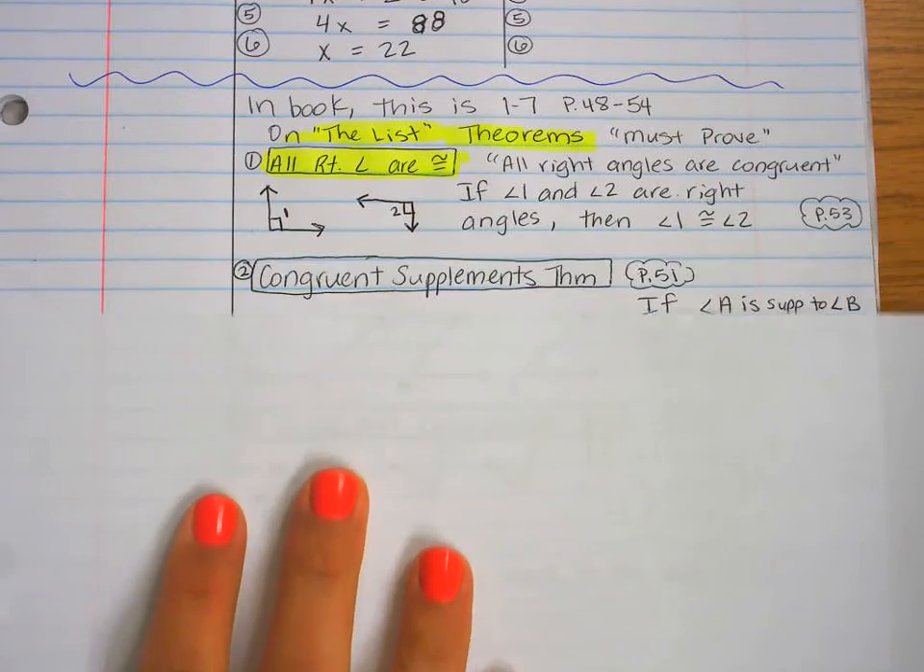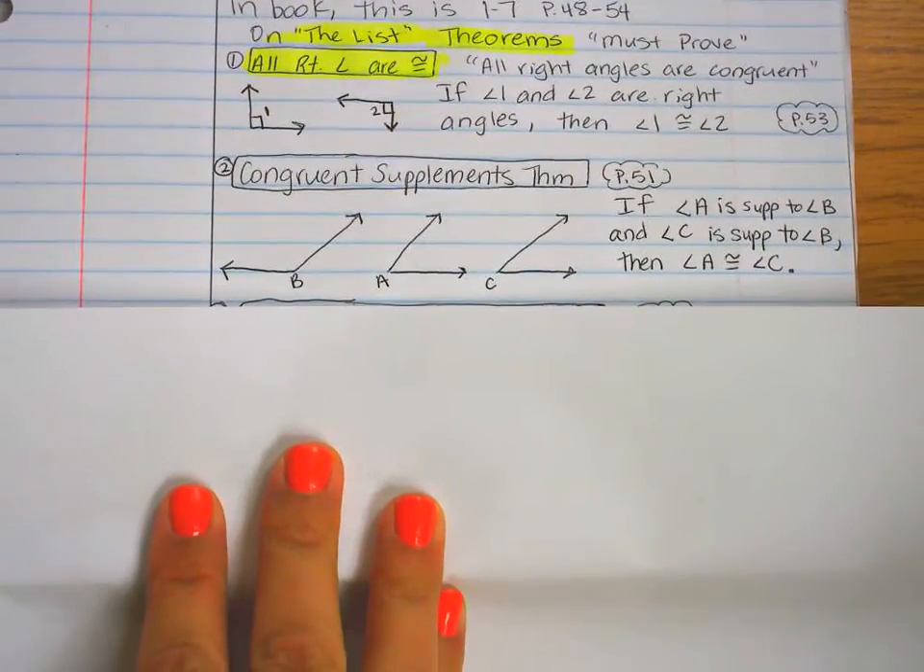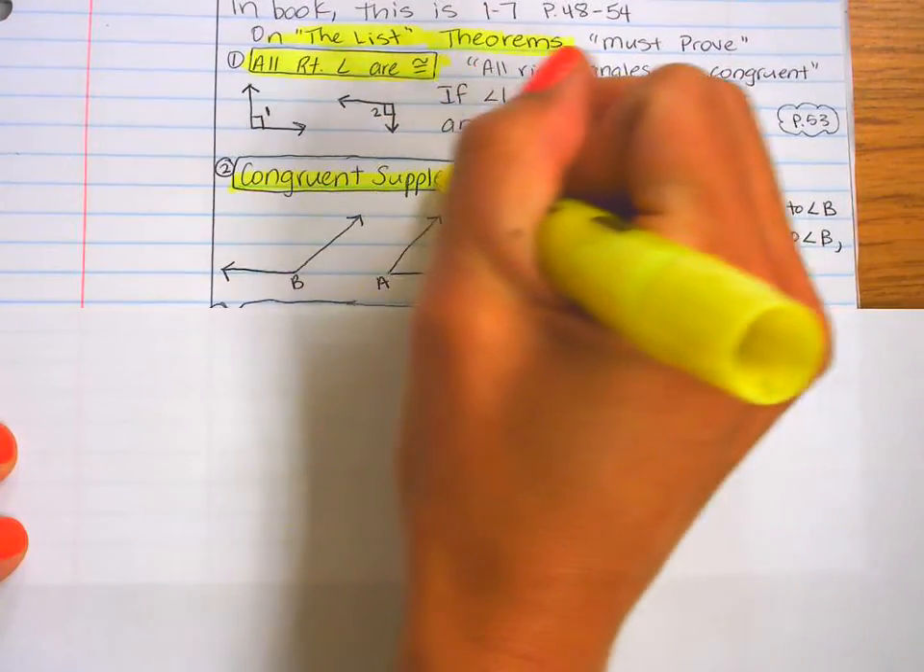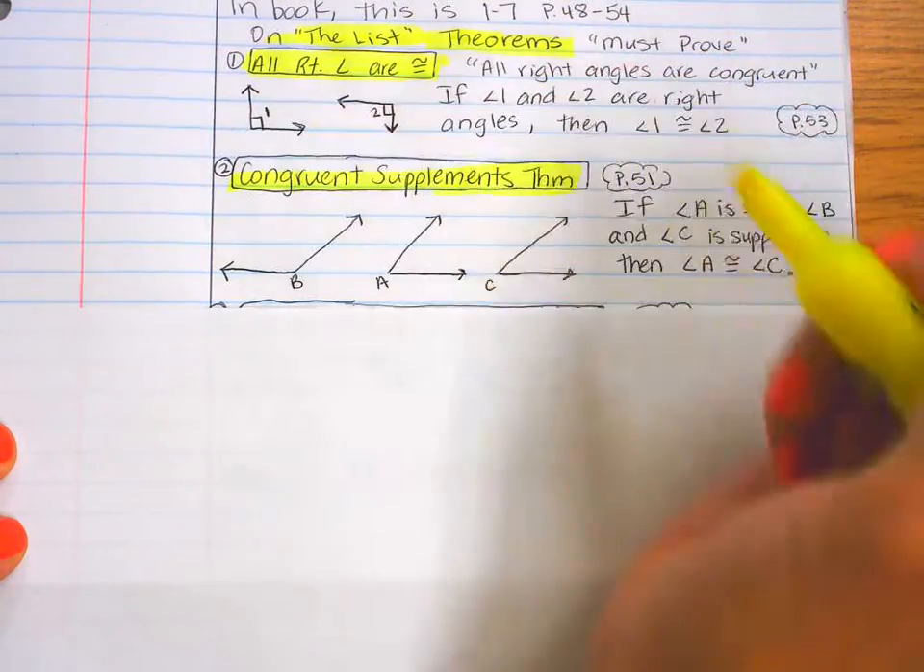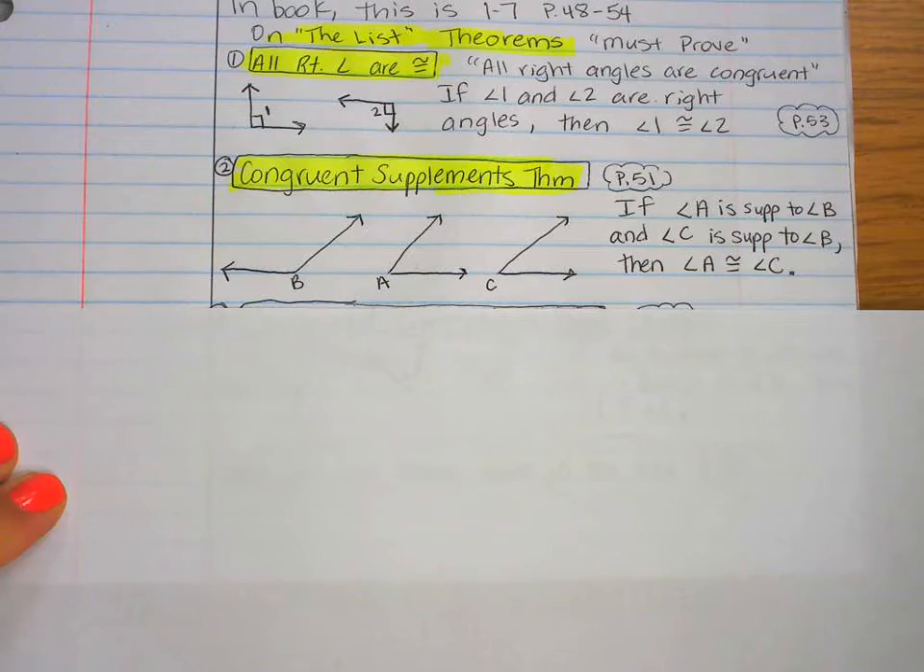Okay, here's the next one. Pause if you ever need to. Congruent supplements theorem. This is number 2 on the list. In the book, it's on a different page. It's on page 51.